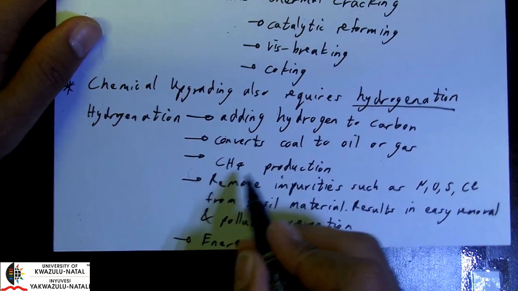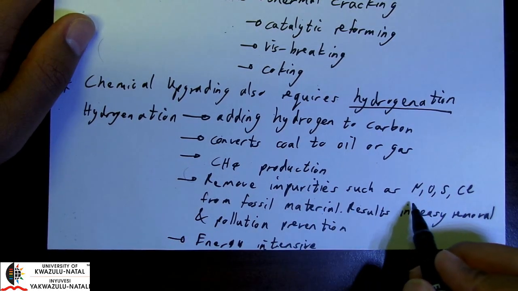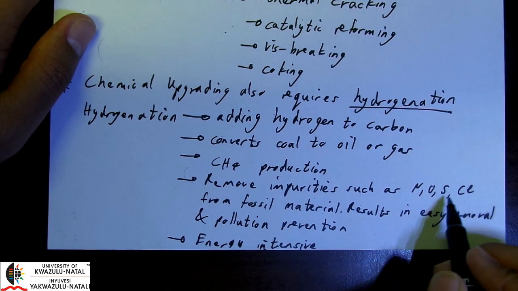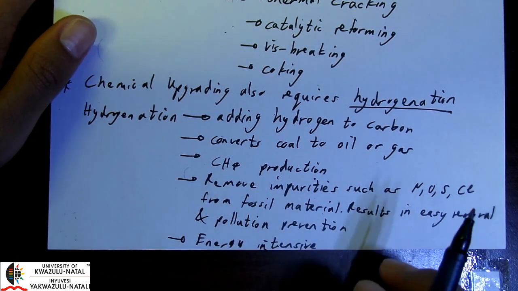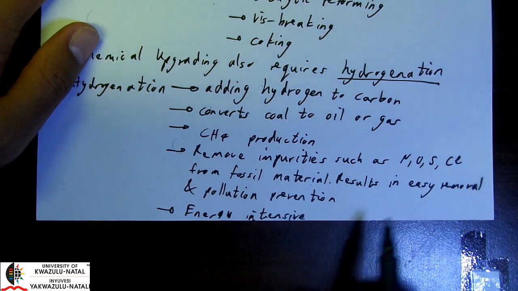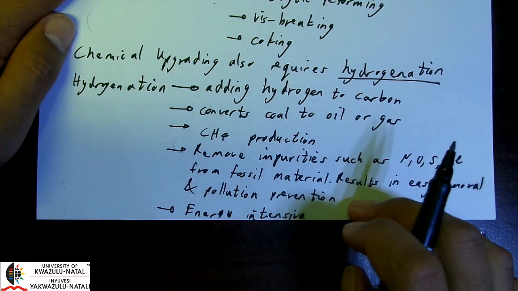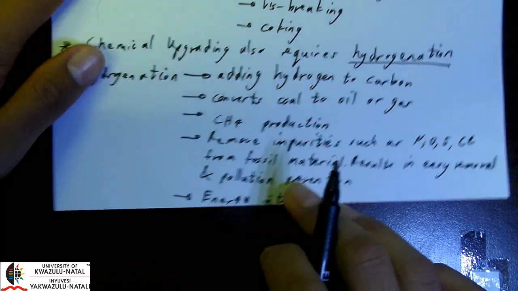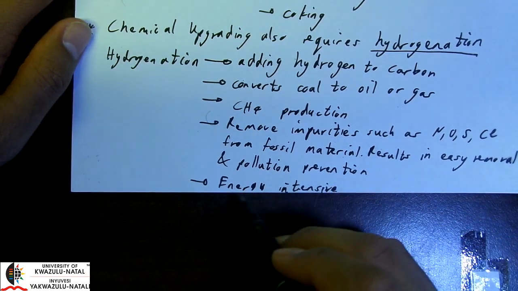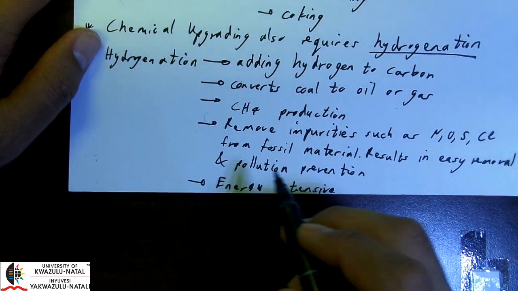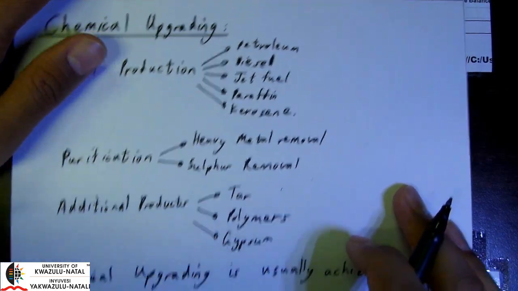And thereafter, it also involves the removal of impurities such as our nitrogenous material, our oxygen, sulfurous material, chlorides from our fossil fuels. And it results in easy removal and therefore pollution prevention, particularly air pollution prevention. However, this is a very energy intensive process, so we have to spend a very vast amount of energy in order to actually produce our useful fuels.